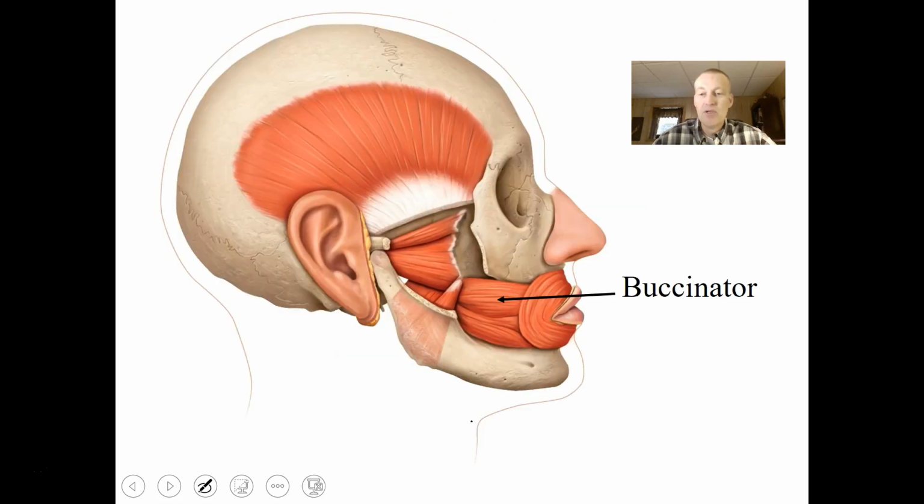The buccinator is a muscle that connects in to your lips and will pull on your lips. It'll pull your lips laterally or to the side. That's the buccinator.